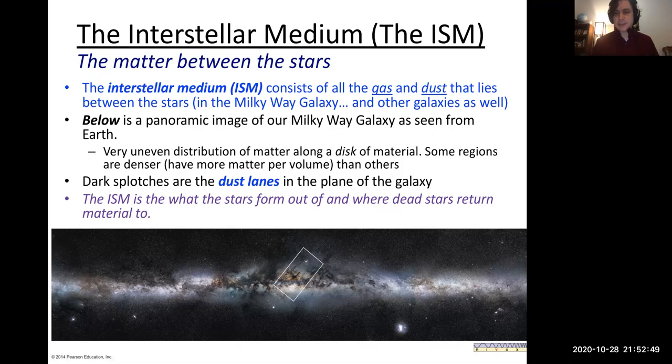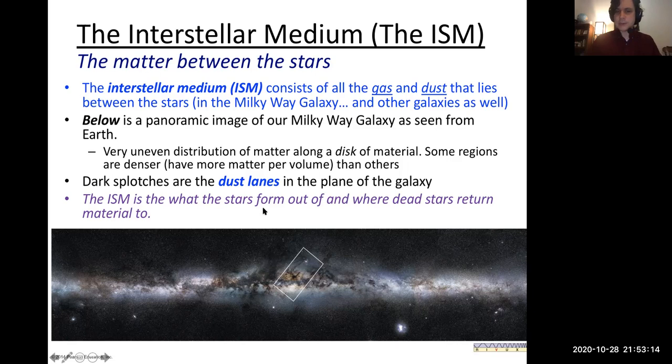So the ISM, the interstellar medium, it really is just all the gas and dust that lies between the stars. And whenever we're talking about the ISM, we're talking about the stuff between the stars within the Milky Way galaxy. But this could apply to other galaxies as well. You could talk about the ISM of the Andromeda galaxy, the stuff that exists between the stars.